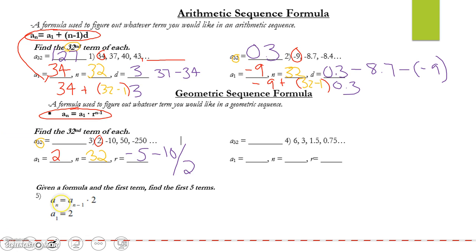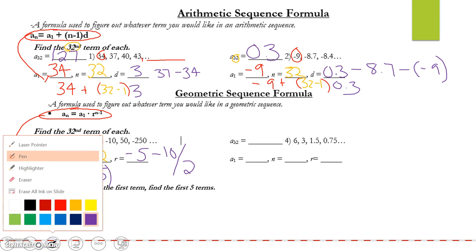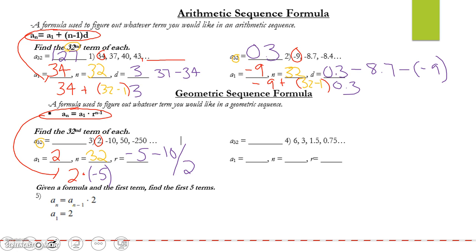So now I'm going to plug it into my formula, which is right here. So a sub 1 is 2, and then I do times. And then my r comes next. Since it's negative, it needs to go in parentheses. And it is raised to the n minus 1 power. So 32 minus 1 is up top.